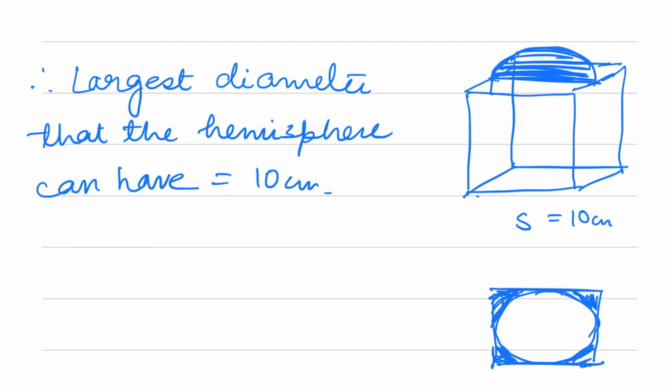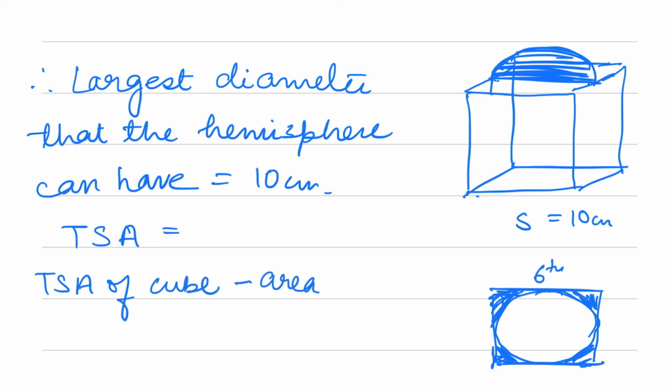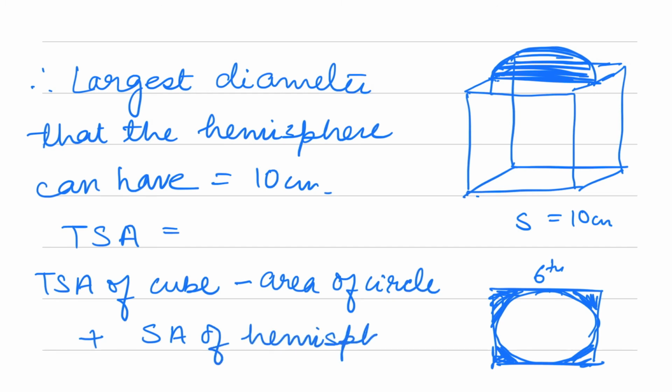We have to find the total surface area because we have to find the cost of painting the total surface area. So the total surface area of this solid would be total of 6 surfaces, right? On the 6th surface I will subtract pi r square. So total surface area will be TSA of cube minus area of circle for the top plus surface area of hemisphere which is surmounted.